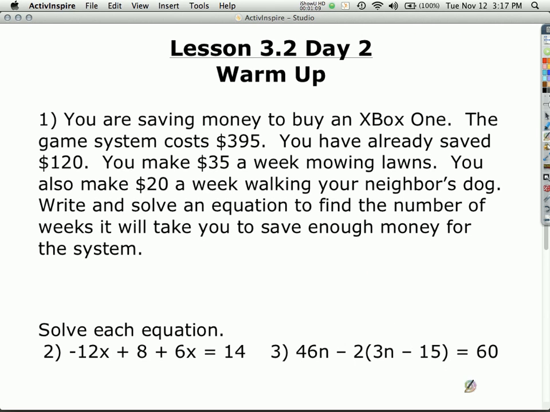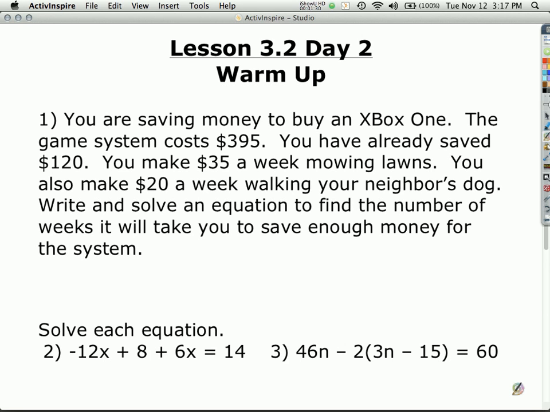Colored pens up. Let's see how we're doing with solving multi-step equations and some real-world scenarios. Number 1, you were asked to write an equation and solve it. I would like the equation first. Start with Annie, then David, and then Tristan. Annie, what'd you get? Just the equation.